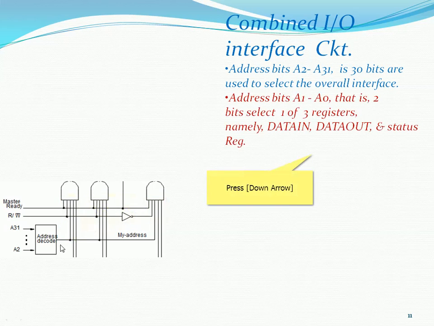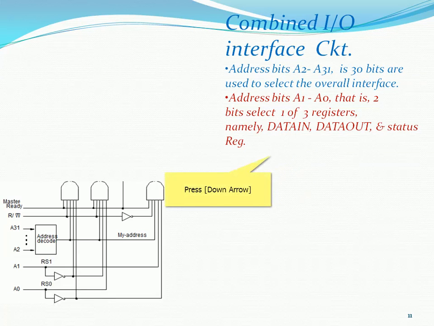The address line bits A1 and A0, that is 2 bits, select one of 3 registers. Two bits can identify 4 registers. So one of the 3 registers, namely data in, data out and status registers. Out of 3, any one register is going to be identified. For that, the A0 and A1 address lines are enough.